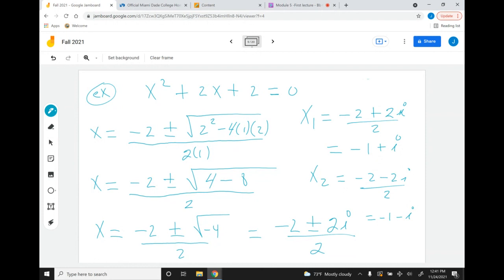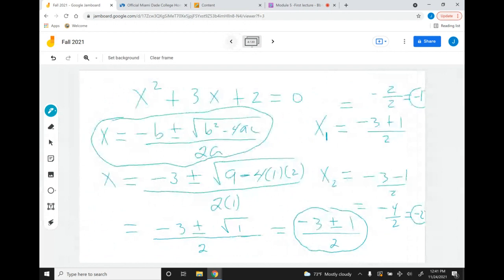That's one of them. Here's the other one. Okay, and notice that they're conjugates. These are complex solutions. The moment that you end up with an i somewhere, that automatically becomes a complex solution.